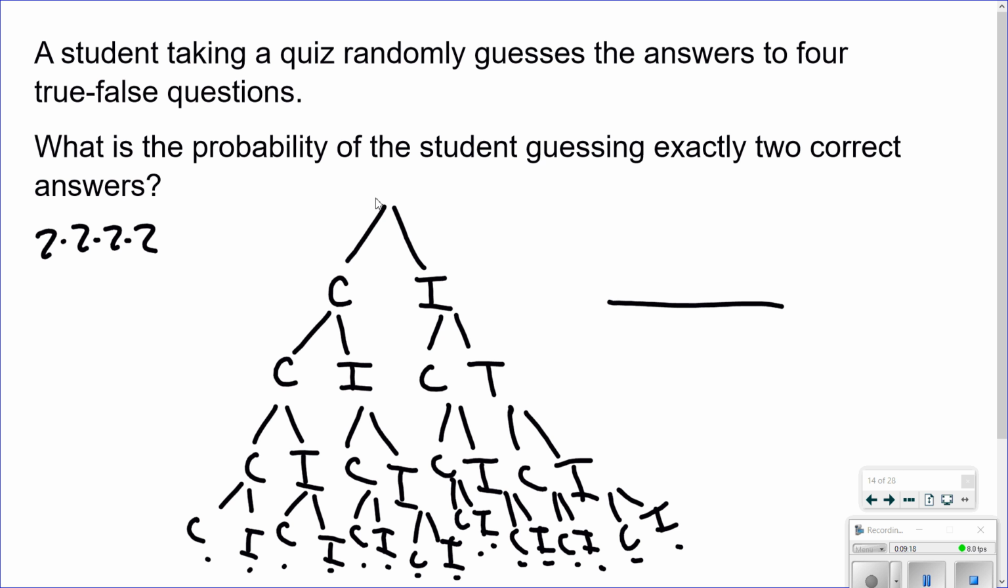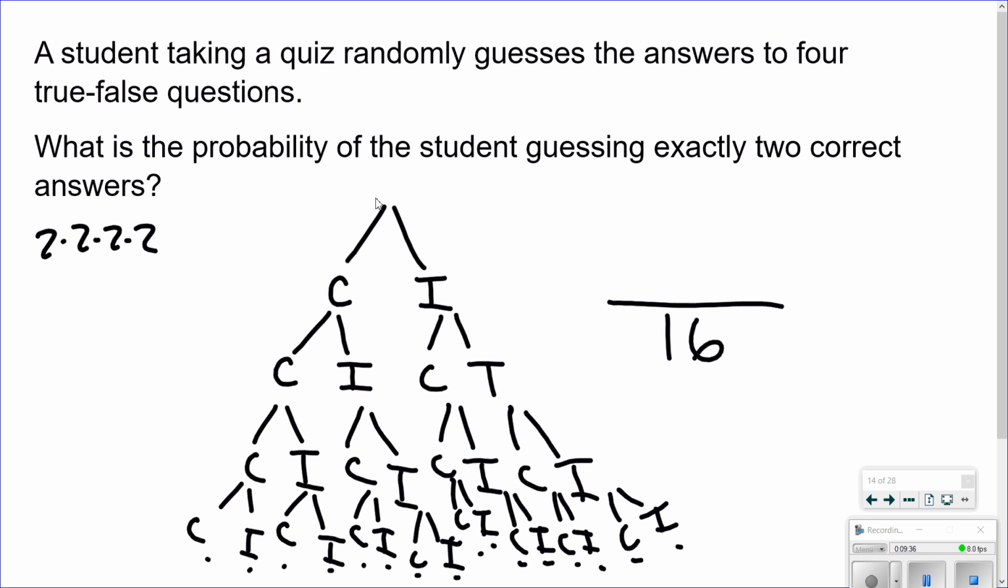So that's going to be when I find the probability of the student guessing exactly 2 correct. We know there are 16 possible outcomes. What I need to do is just count how many of those have 2 correct answers. This gets a little bit tricky. I'm going to follow these strings up.